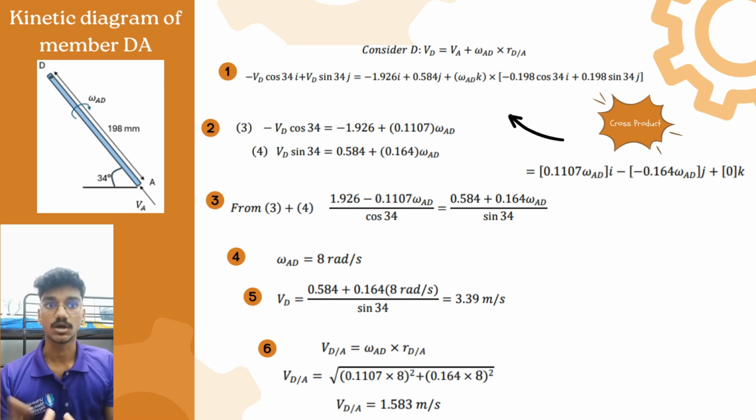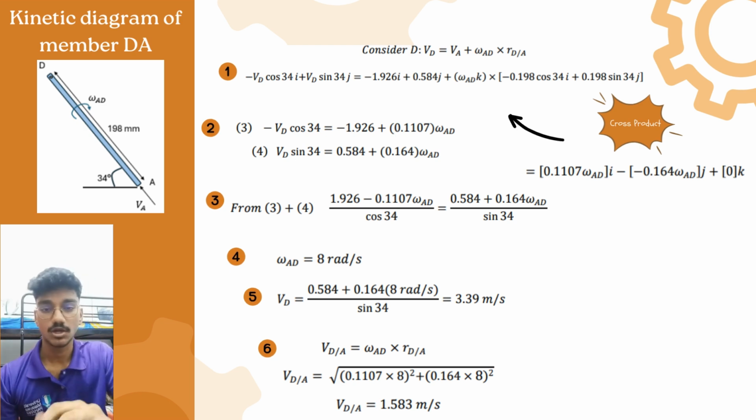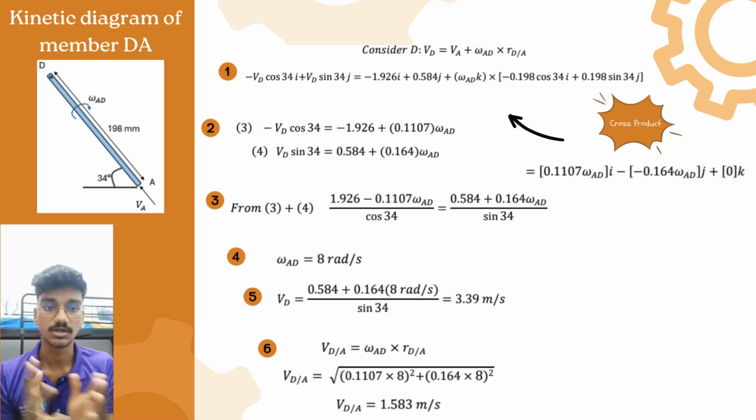Now we'll do the cross product and substitute the value back into the equation, and then finally we'll get two equations, which are 3 and 4. Now we'll eliminate vD, which is velocity D, and then we'll get equation 3 plus equation 4, and finally we'll get the angular velocity of AD equals 8 radian per second.